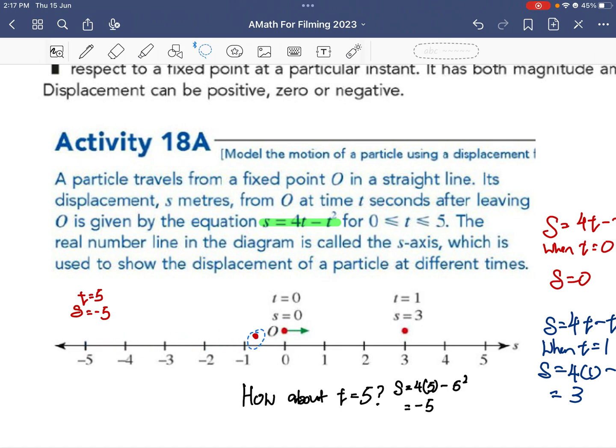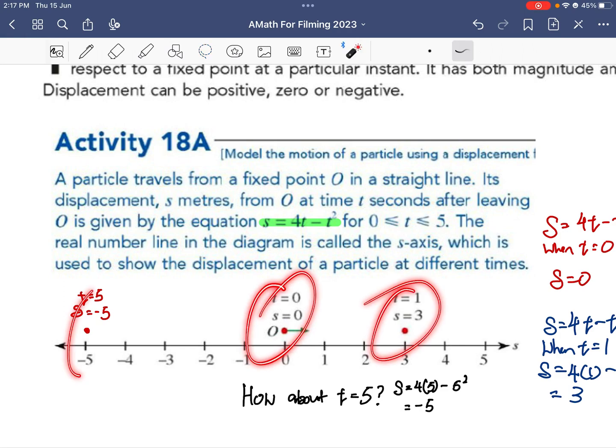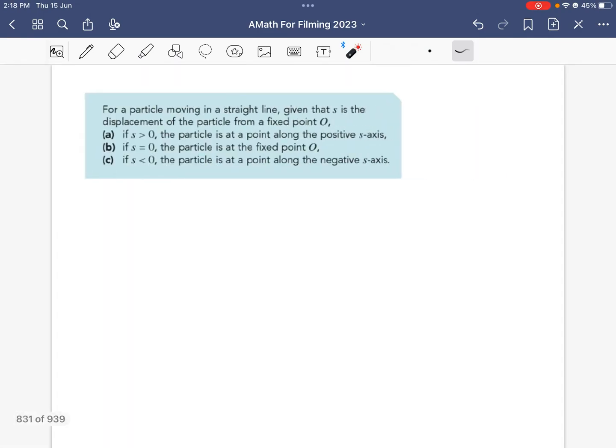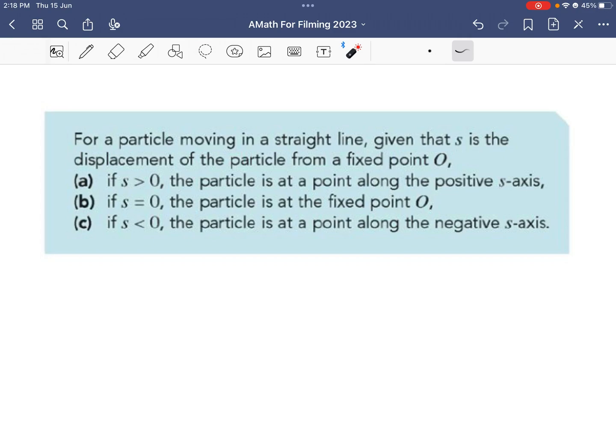So for example, at t equals 0, the object is here. At t equals 1, the object is here. Then eventually the object will move, and at t equals 5, the object is down here. So don't get confused by these points. These points only show you the particle at a given time. At t equals 0, the particle is here. At t equals 1, the particle is here. And after t equals 1 has passed, the particle is no longer here. At t equals 5, the particle is here. So all these are the same particle, not 3 different particles.